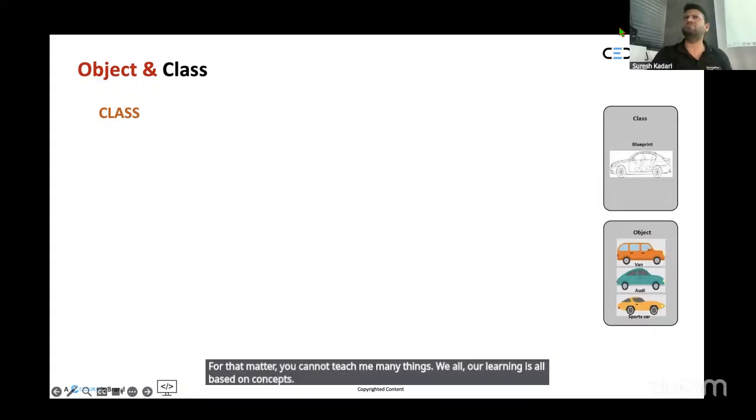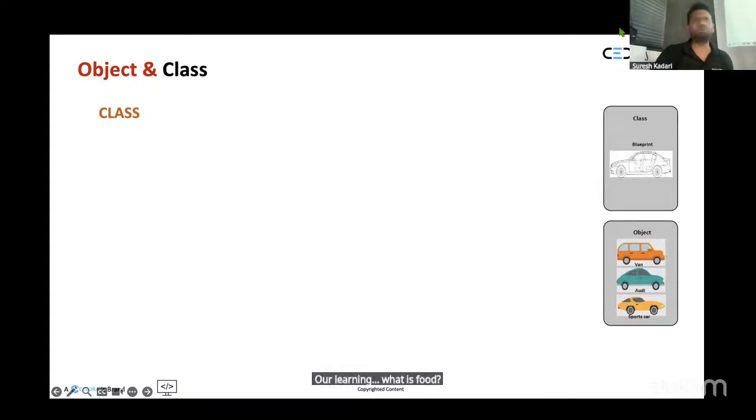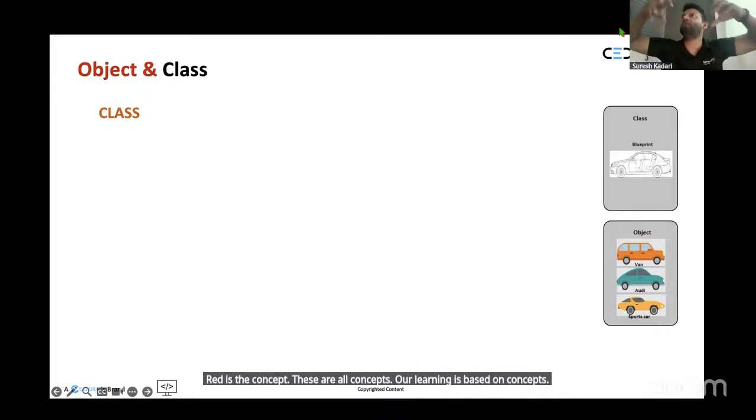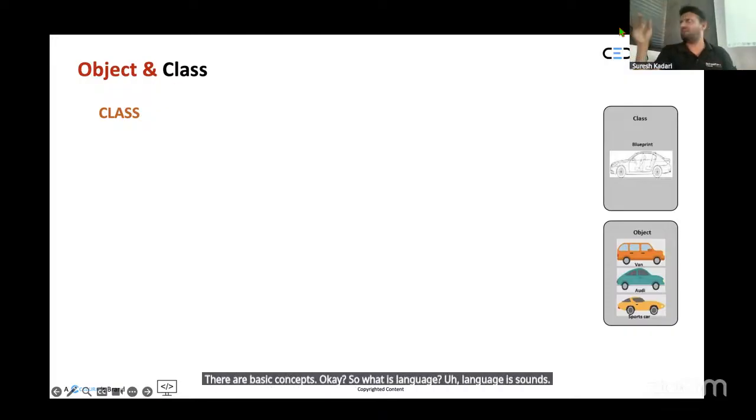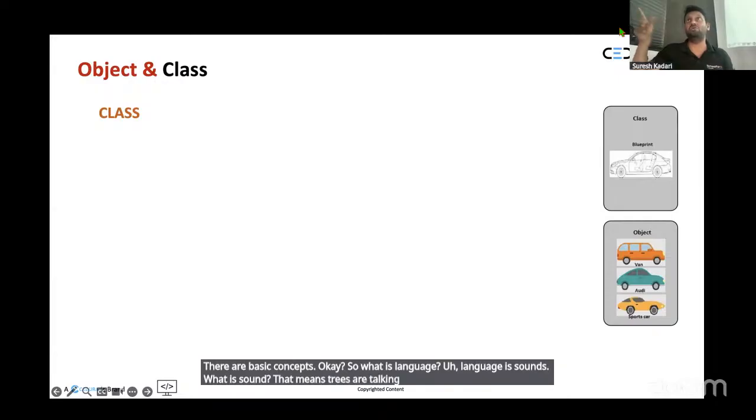What is food? You try, you cannot explain it to me. Food is a concept. Red is a concept. These are all concepts. Our learning is based on concepts. There are basic concepts. So what is language? Language is sounds. What is sound? That means trees are talking, in their own language. Then what about dolphins? That means sound is not language.